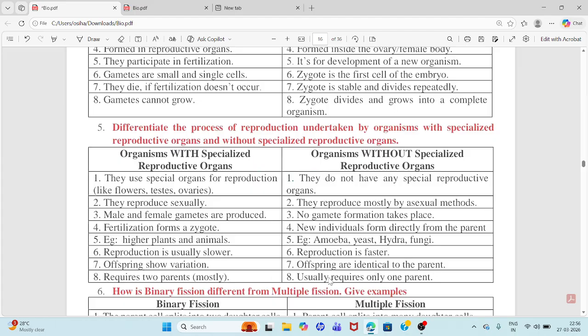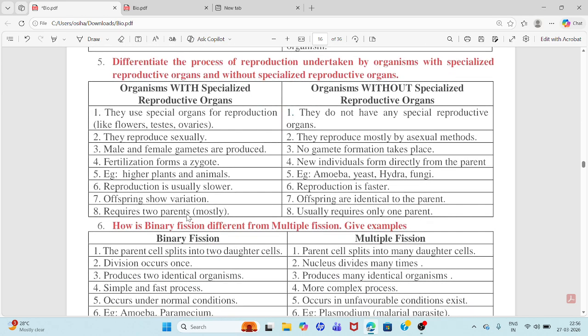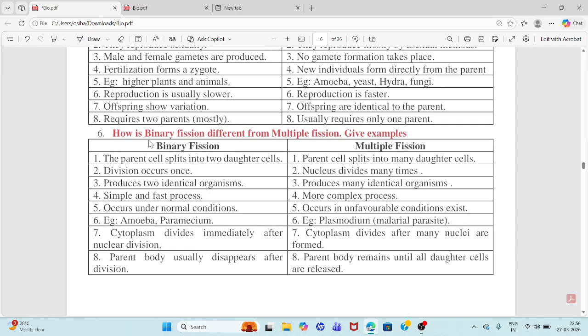Requires two parents. Usually requires only one parent. Mostly here requires two parents. Here usually requires only one parent. Sixth question: how is binary fission different from multiple fission? With an example, you have to write.